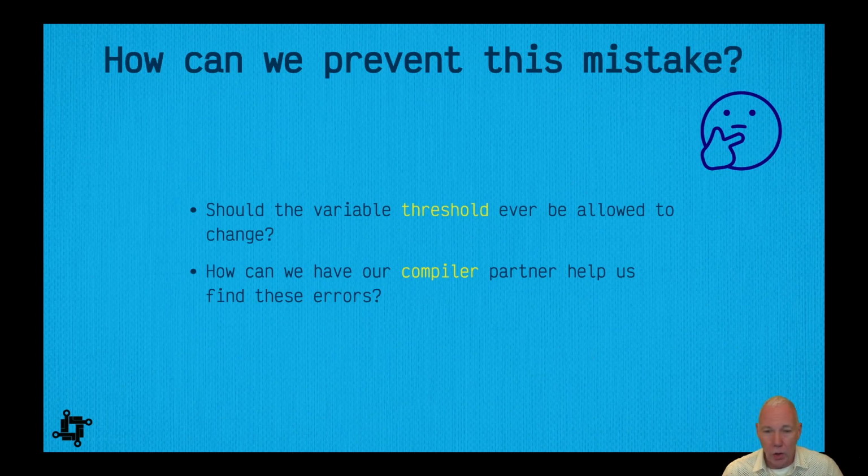So how can we prevent the mistake? The mistake being that we had this threshold. Should the variable threshold ever be allowed to be changed? I mean, that's a question. So again, what do the students think? The answer should be no, it should not be allowed. So how can we have our compiler partner help us find these errors?